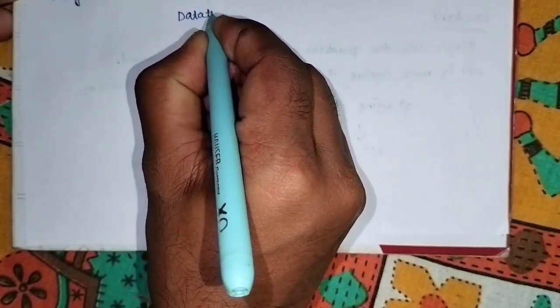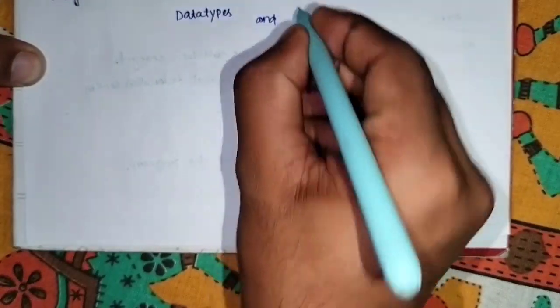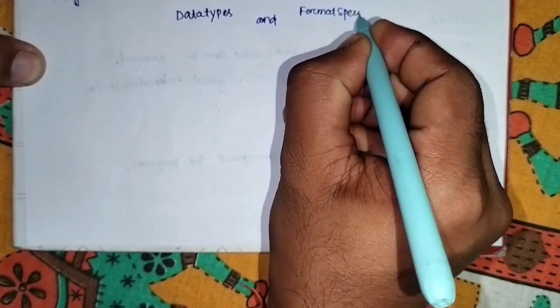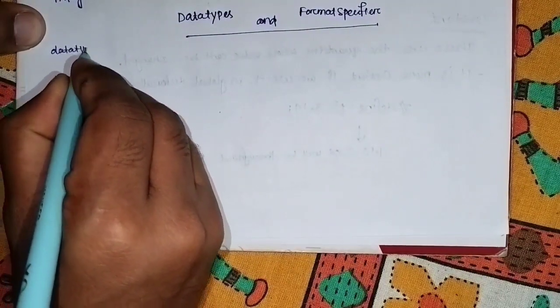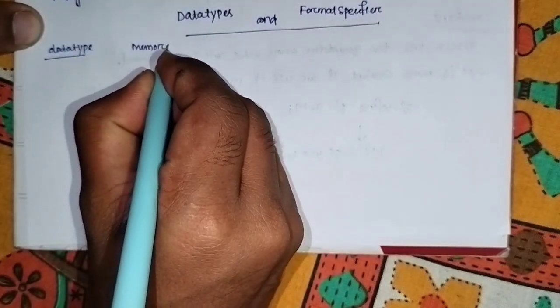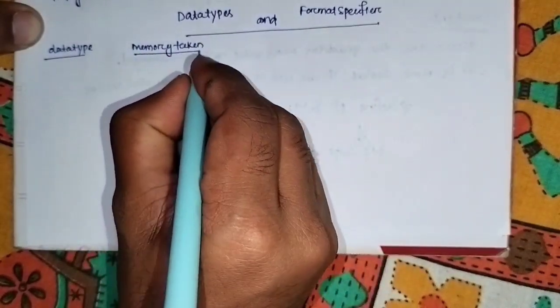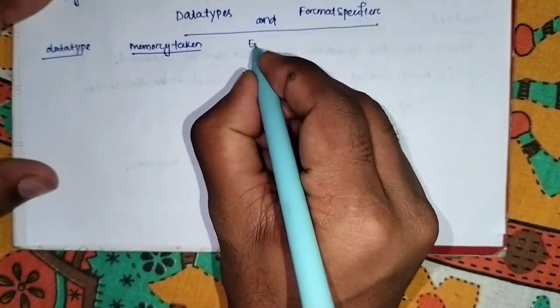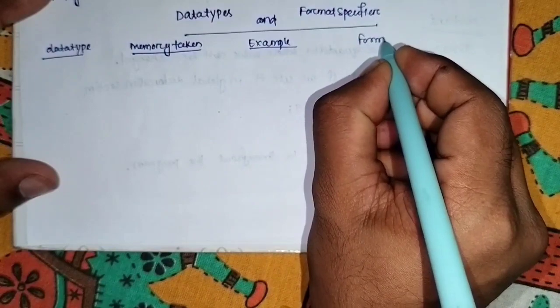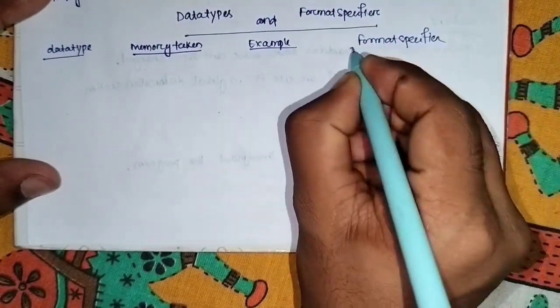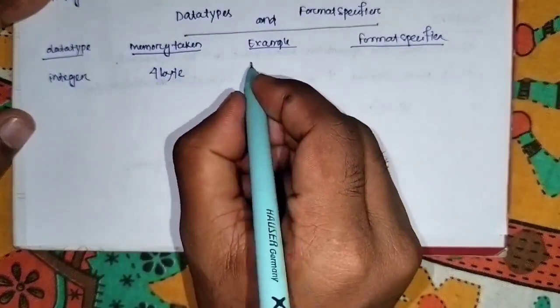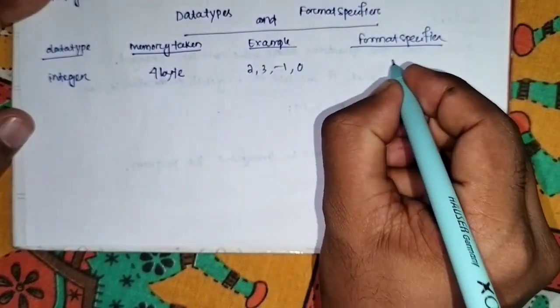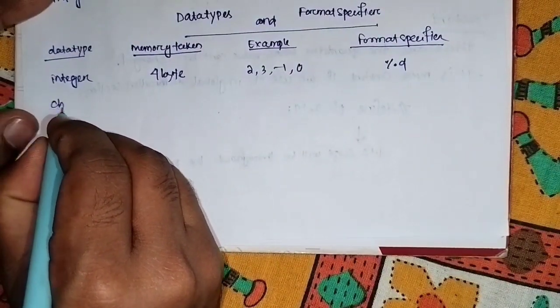Data types, how much memory they allocate or occupy, and their format specifiers. Let's make some columns. First of all data type, then comes the memory taken by it, then an example of each data type and the format specifier. First integer, it takes 4 bytes of memory, and examples are 2, 1, any integer we may take. Then its format specifier, I have already told, is %d.